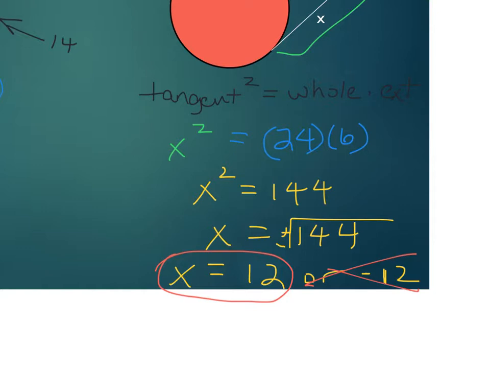So when you go to try to plug it back in to see if it makes sense, if you end up with a negative segment length, throw that out. Yes. All right, C and D, ready? Anybody still need B? Okay, let's go to the next slide.